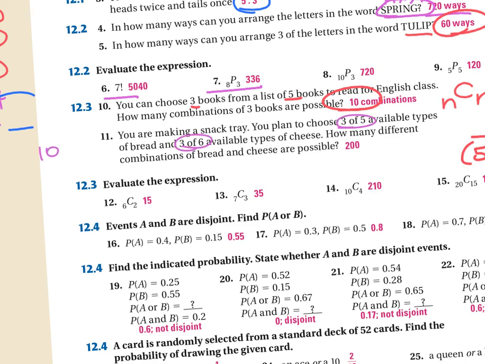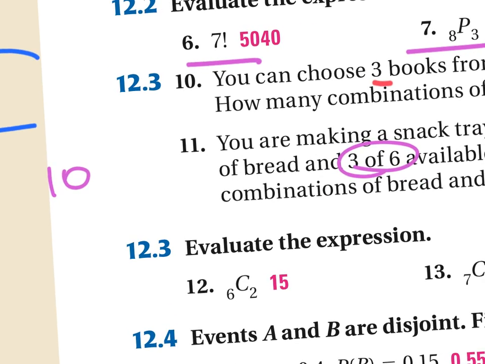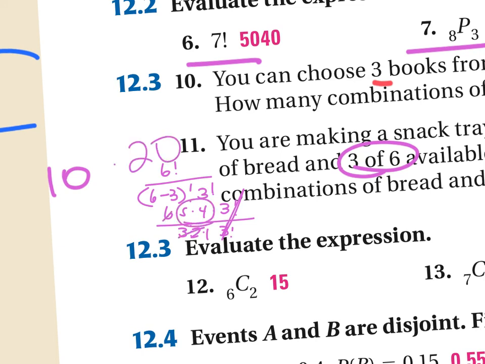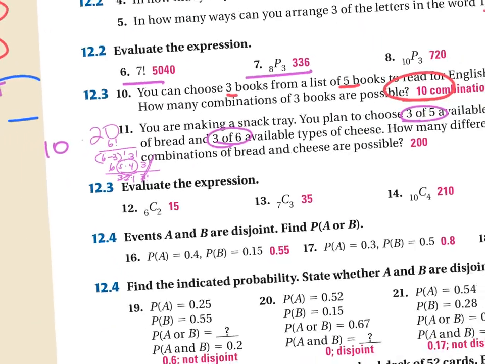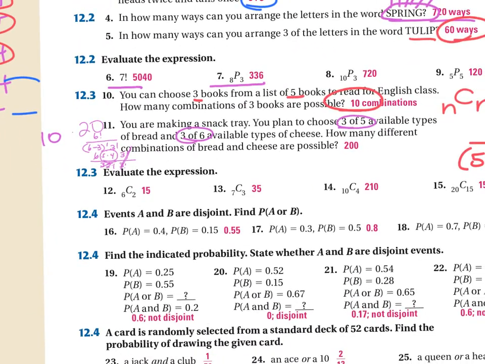And then 3 of the 6, I would do 6 factorial over 6 minus 3 times 3 factorial. 6 times 5 times 4 times 3 factorial over 3 factorial and 3 factorial. One of them cancels. This becomes 2 and 1. 6 cancels. That's 20. So there are 10 combinations of bread and 20 combinations of cheese. To find out what the combinations of both are, you would just multiply those together to get the 200.